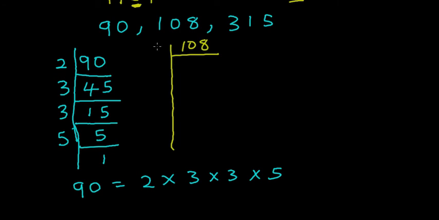108. Okay, we start with 2. Let's start with 2. 2 can go in, quite alright. 2 in 10 we have 5. 2 in 8 we have 4. Okay, can 2 still go? Yeah, 2 can still divide 54 without any remainder.